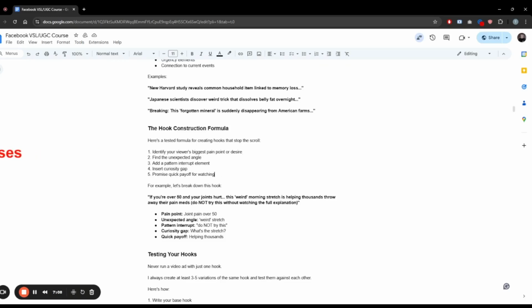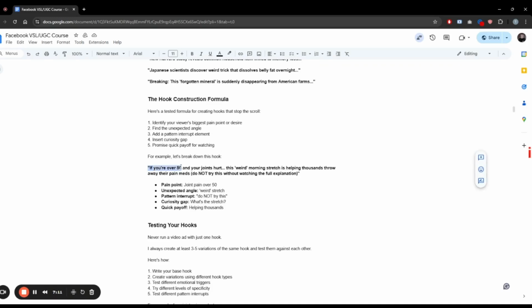So, for example, let's break down this hook. If you're over 50 and your joints hurt, this weird morning stretch is helping thousands throw away their pain meds. Do not try this without watching the full explanation. So, the pain point, and it's very specific, is joint pain over 50. The unexpected angle is a weird stretch.